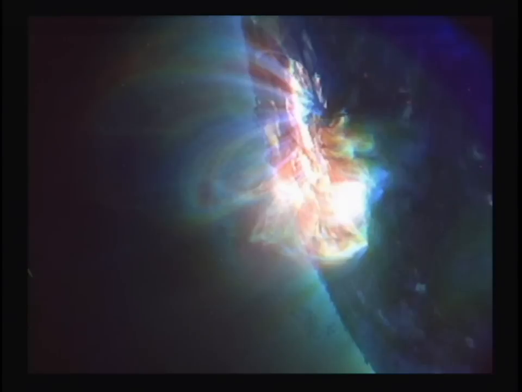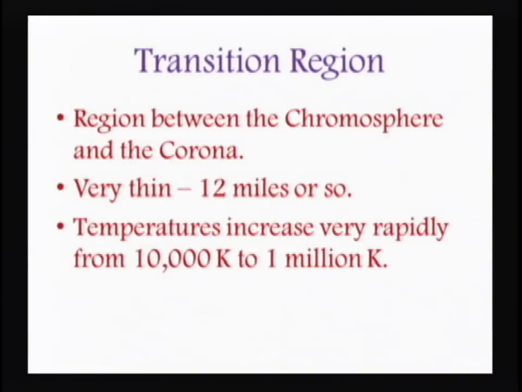I personally think it looks something like a really abstract art painting. It really is the tops of the sun, guys. And then we're looking at this transition region that goes from the chromosphere to the corona. Very, very thin. I mean, we're only talking about 12 miles or so. And look at what those temperatures do. They go from about 10,000 Kelvin to about 1,000,000 Kelvin within 12 miles.